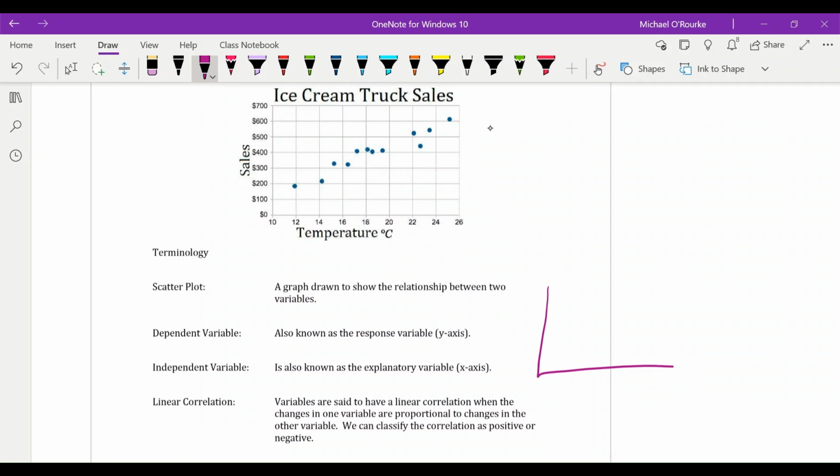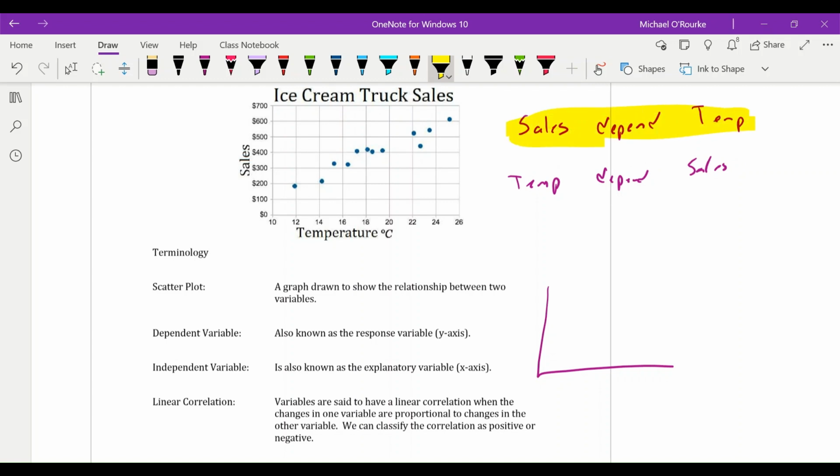So I would look at this. I would say, okay, do sales depend on the temperature, or does temperature depend on sales? And figure out which one sounds better. And realistically, the temperature doesn't change due to how much ice cream you're selling, but generally the sale of ice cream will depend on the temperature. You're not going to sell as much right now in the winter as you would in the summer. So sales depends on temperature.